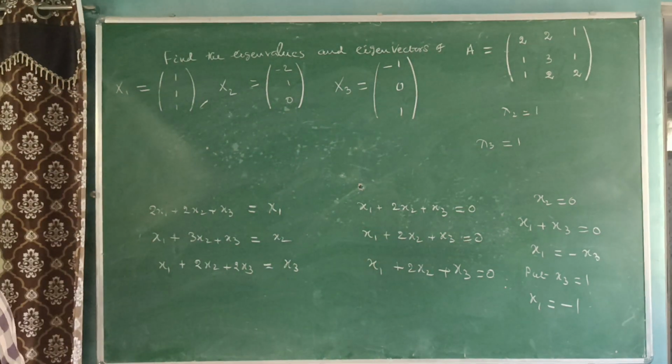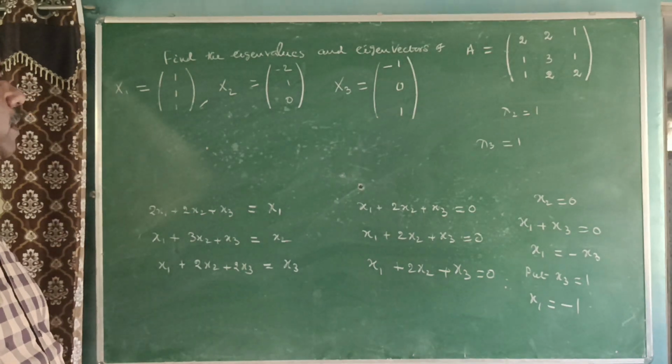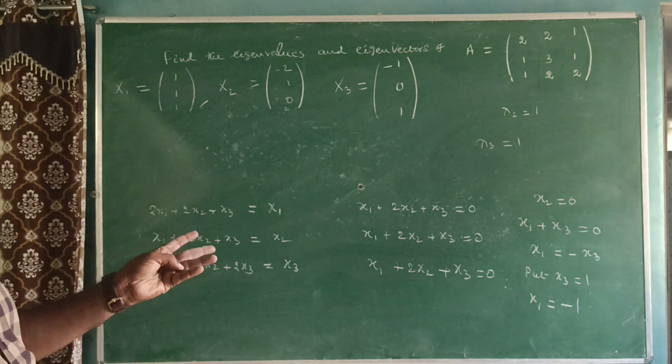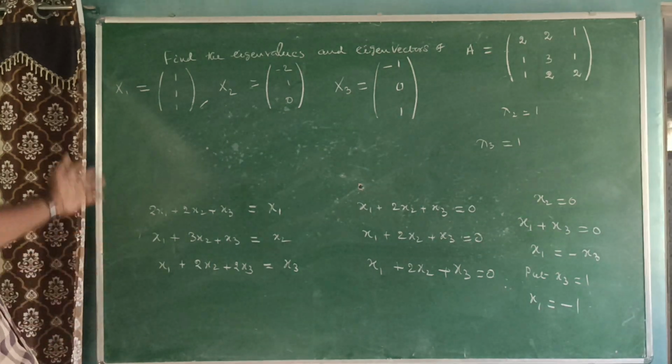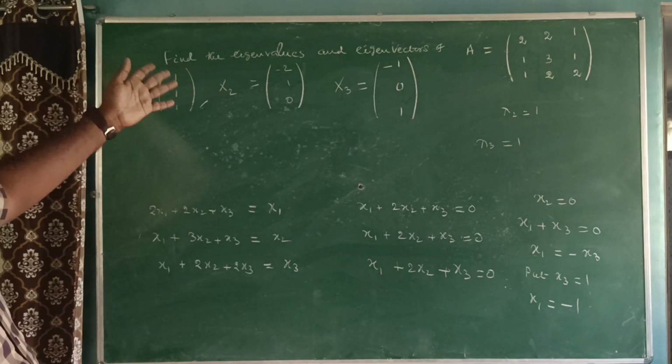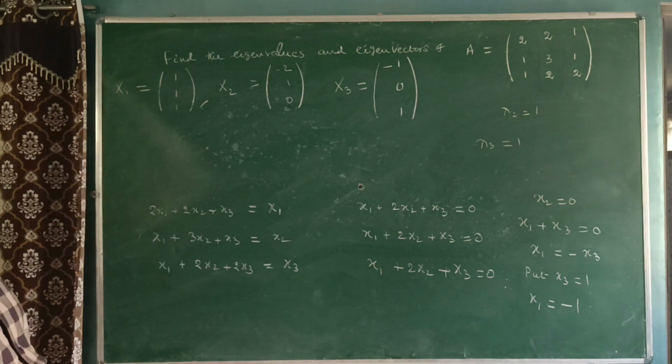So the eigenvalues of the given matrix A are 5, 1 and 1. Eigenvectors are x1 equal to 1, 1, 1, x2 equal to minus 2, 1, 0, x3 equal to minus 1, 0, 1.